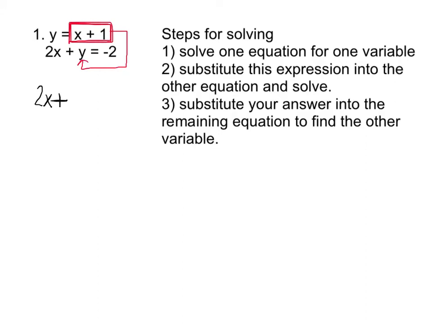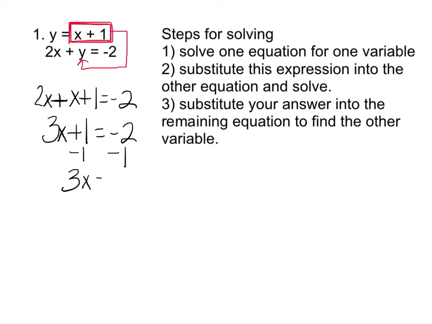2x plus y, but y is x plus 1. That's what I plugged in. Equals negative 2. And now you just solve it like a normal linear equation. Add like terms. 2x plus 1x is 3x, plus 1 equals negative 2. Subtract 1 on both sides. You get 3x equals negative 3. Divide both sides by 3. x equals negative 1.